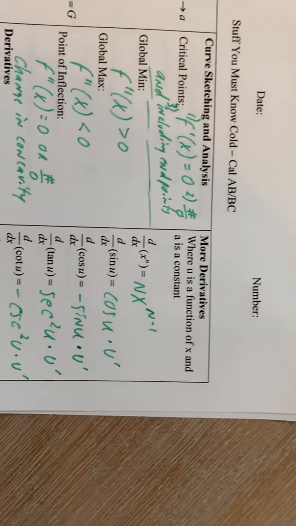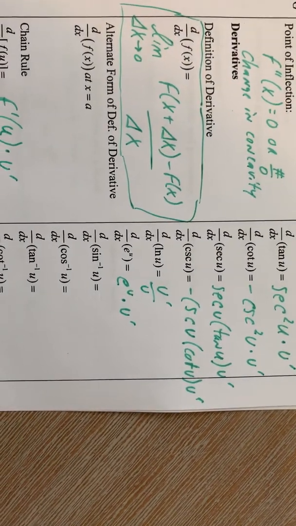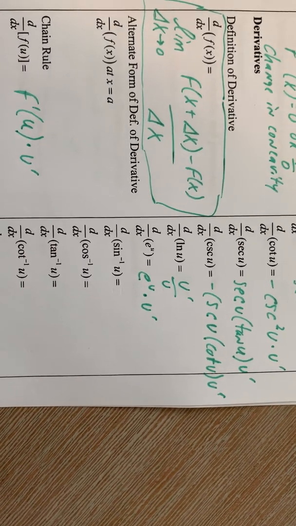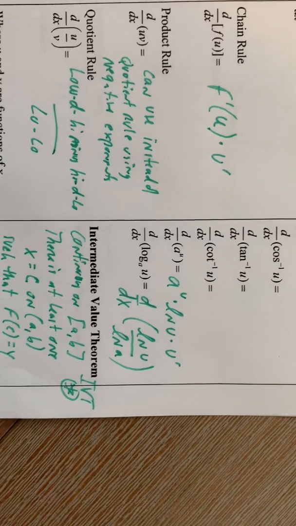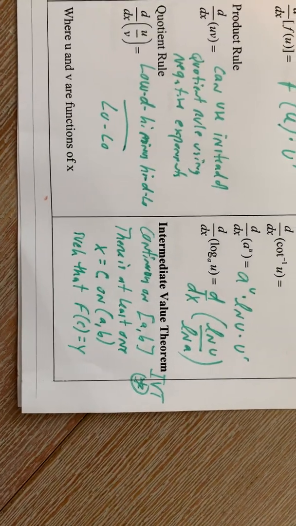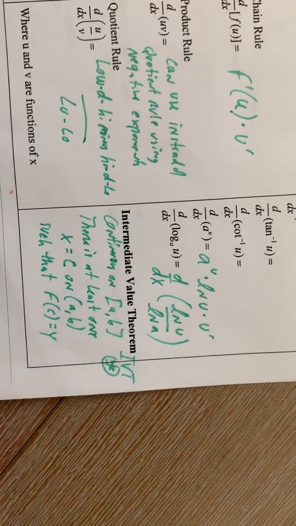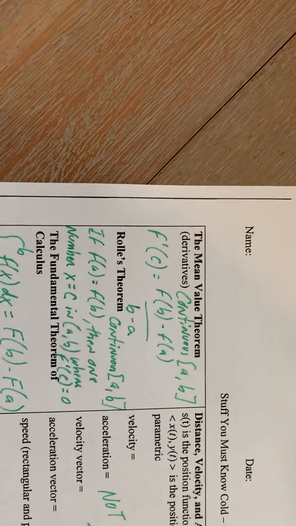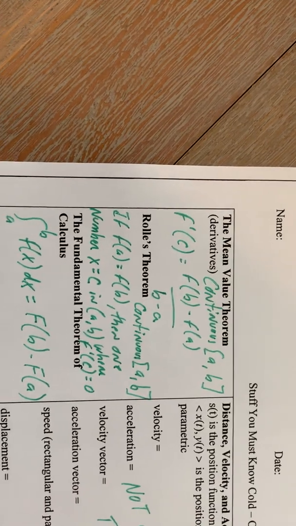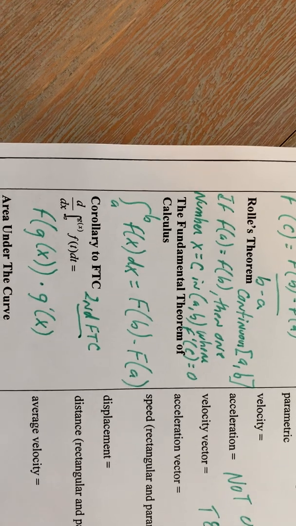Out to the top here, we have our derivative rules, which you can get out of the book. Notice that U prime is chain rule applications. Down here we have the IVT. Once again, continuous on that interval A to B. Move on to the mean value theorem, Rolle's theorem, and then we get into our first and second fundamental theorem of calculus.